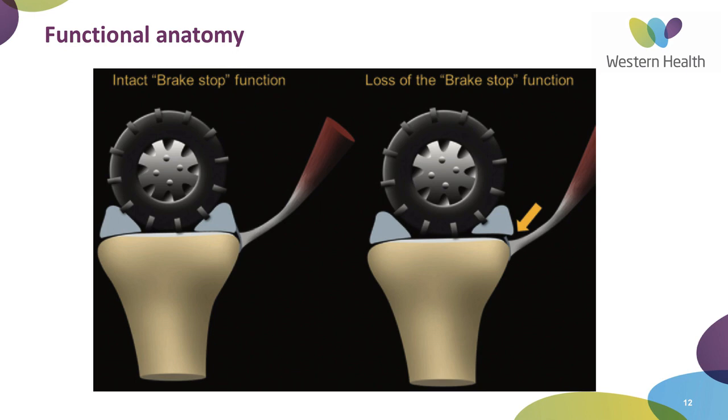So in terms of looking at the posterior horn of the medial meniscus, in the literature it's described as having this brake-stop mechanism so that the tibia doesn't translate anteromedially. So it's like this passive support that stops that. When there are issues with that posterior horn of the medial meniscus, you can get anterior tibial translation on the femur.